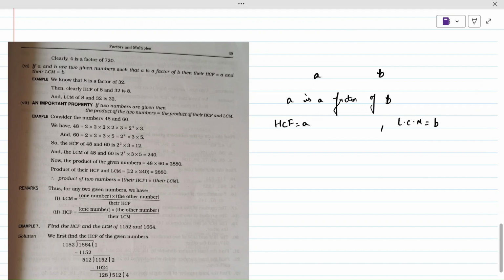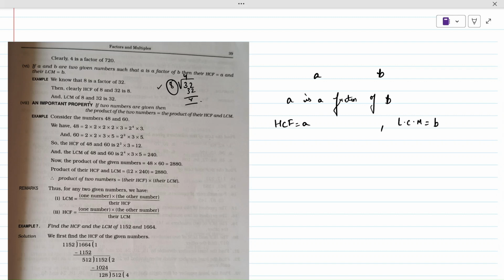And they have taken the example that we know 8 is a factor of 32. And clearly the HCF of 8 and 32 is 8. Let us find out the HCF of 32 and 8 here only. We have 8 into 4 is 32, a complete multiple, so the HCF is 8, right? So clearly the HCF of 8 and 32 is 8, we have seen.